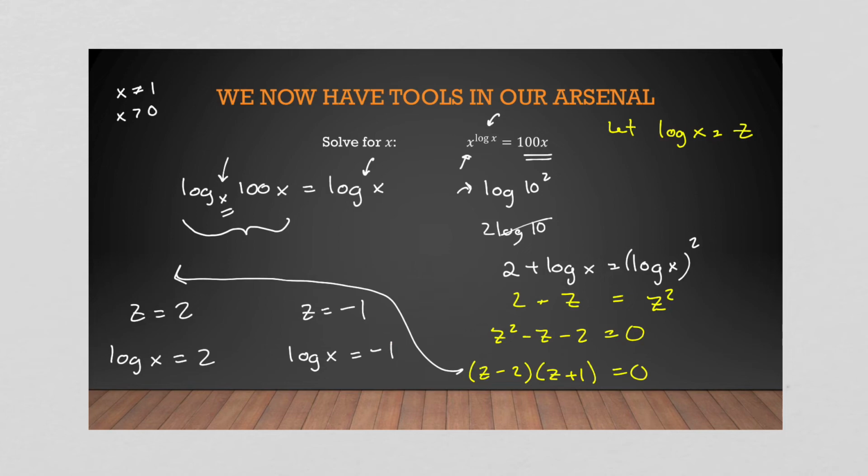Now you might be thinking, well, I still don't know what x is, but we can convert to exponential. We have log base 10, so we have 10 to the power of 2 equals x, which means x equals 100. And we have 10 to the power of negative 1 equals x, which means x equals 1 over 10, or 0.1.